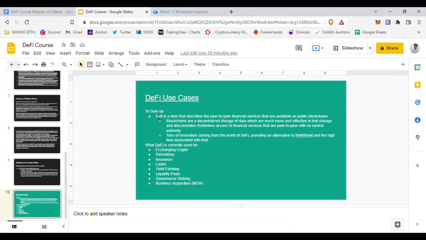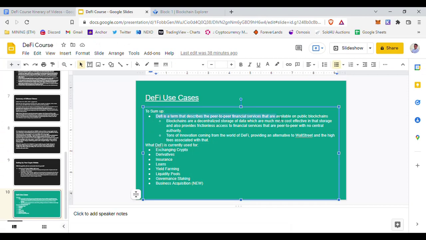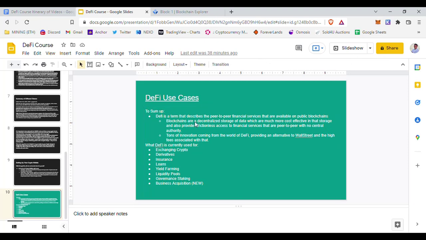But anyway, just to sum up, DeFi is a term that describes the peer-to-peer financial services that are available on public blockchains. Blockchains are a decentralized storage of data, which is much more cost-effective, and also provides frictionless access to financial services that are peer-to-peer with no central authority, hence decentralization. And there's tons of innovation coming from the world of DeFi, providing an alternative to Wall Street and the high fees associated with it, as just one example of the many things.